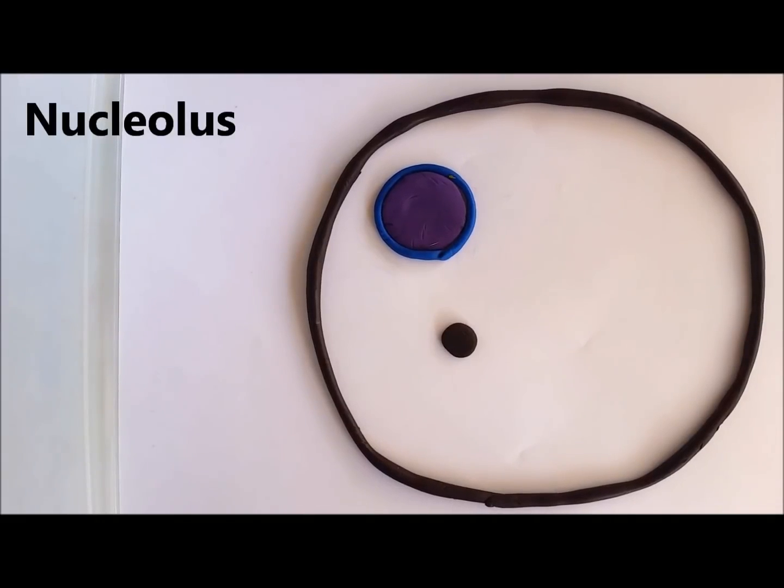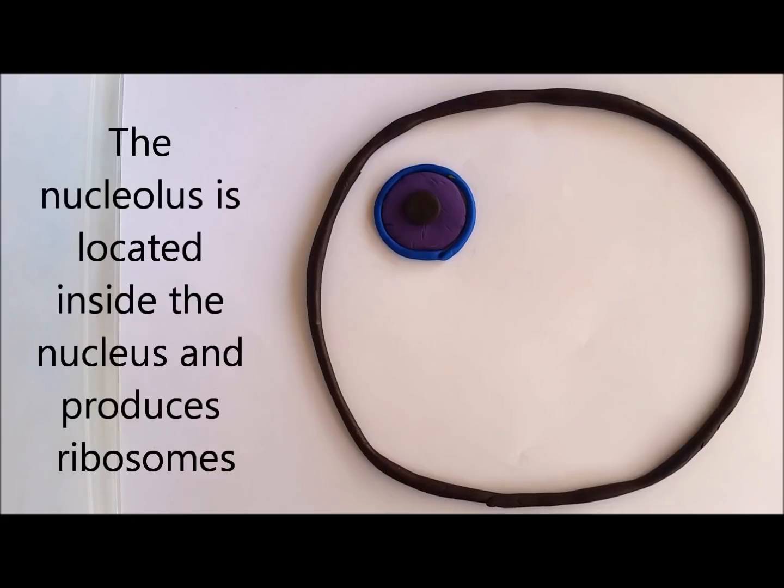Inside the nucleus is an organelle called the nucleolus. The nucleolus's function is to produce ribosomes, which are organelles that we're going to look at a little bit later in the video.